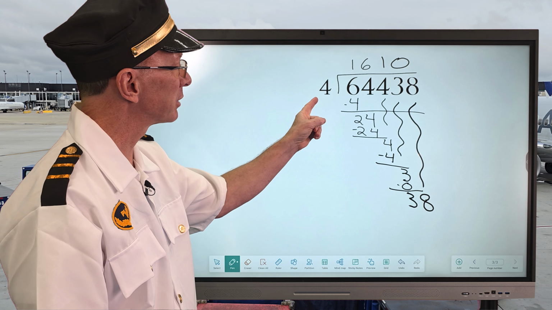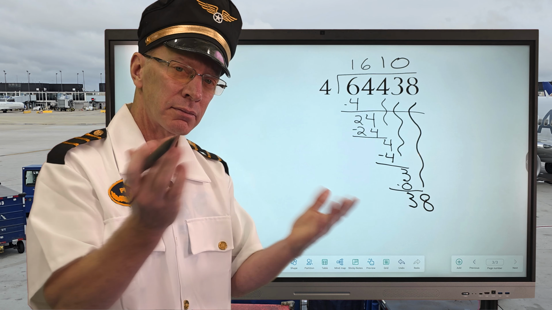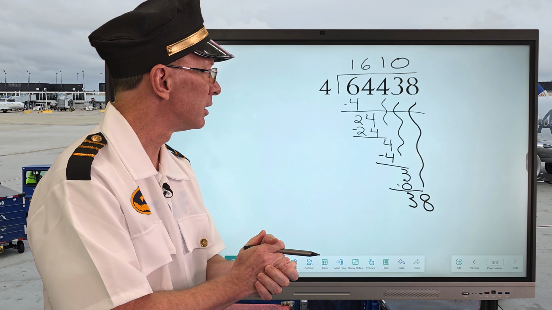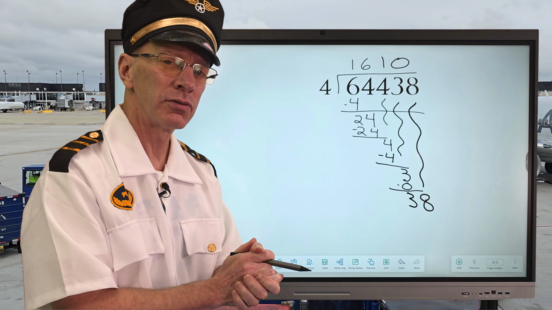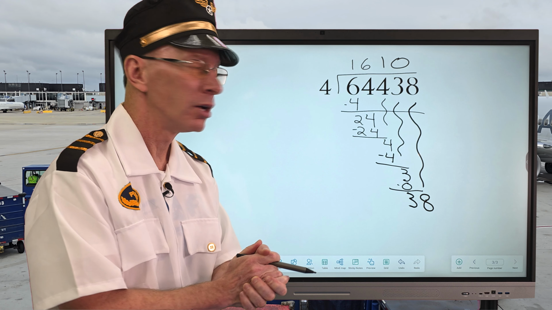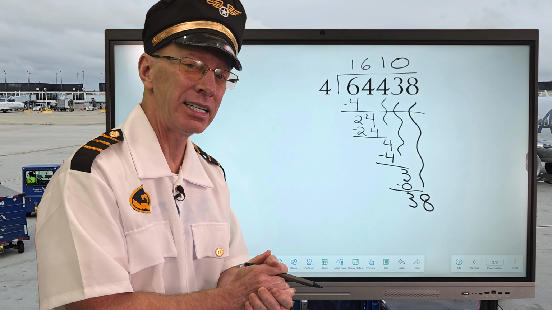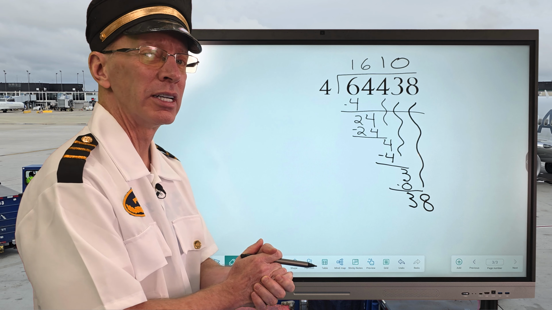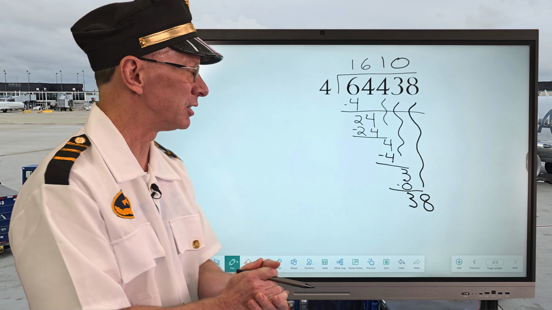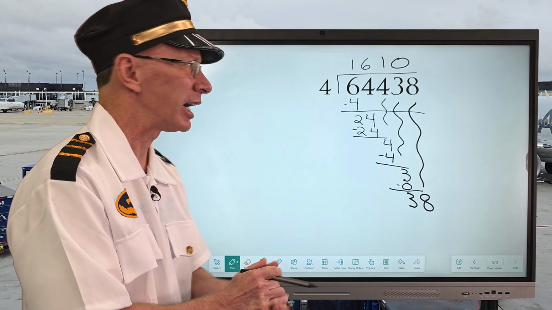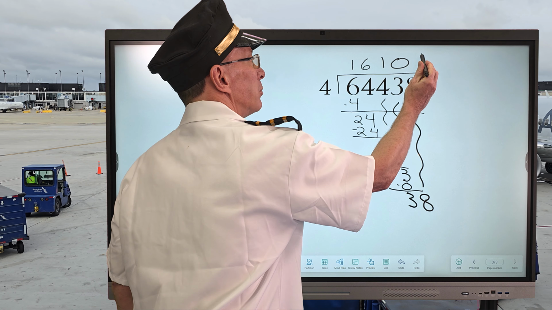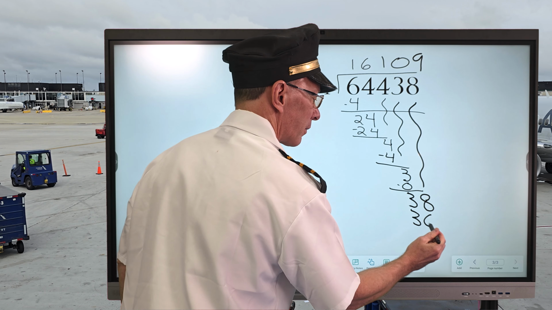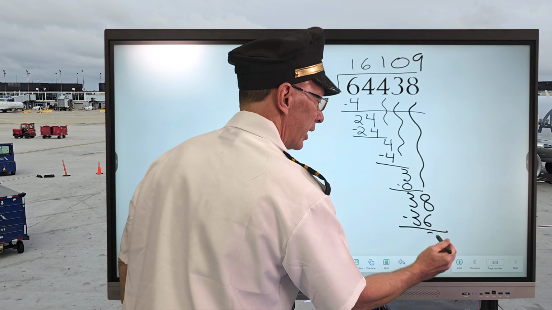All right, now how many times can I put 4 into 38? 4 times 7, 28. 4 times 8, what's 4 times 8? 32. What is 4 times 9? 36. All right. And otherwise 4 times 10. So we're going to use 4 times 9. So I'm going to go ahead and put the 9 right here. 9 times 4 is 36. Subtract, and we have a 2.